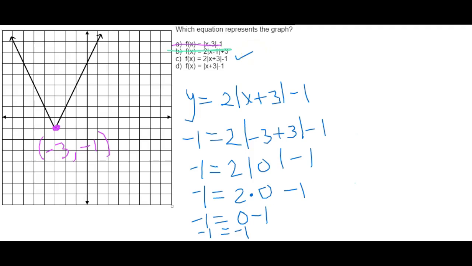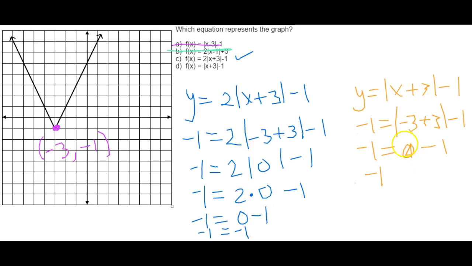Now it is possible for more than one answer to work. If we try D, y equals absolute value of x plus 3 minus 1, we actually end up with, sorry, that was a 0. It kind of went wonky there for a second. 0 minus 1 is -1. D also works for that particular point. When that happens, we do need to check a second point just to be safe.